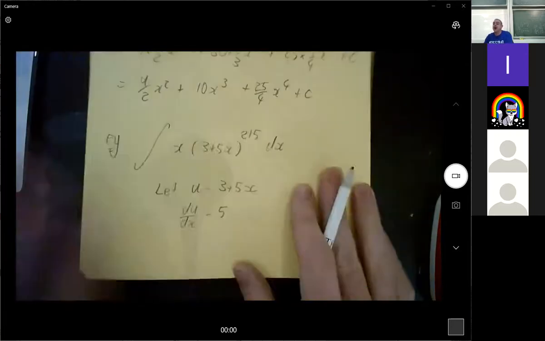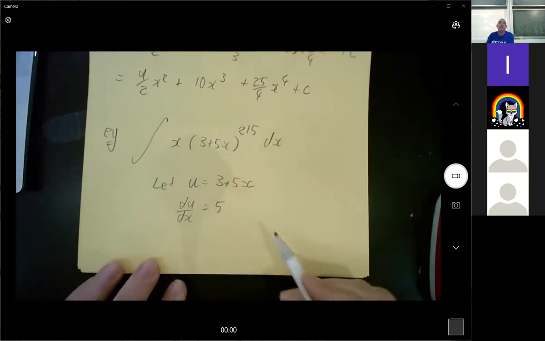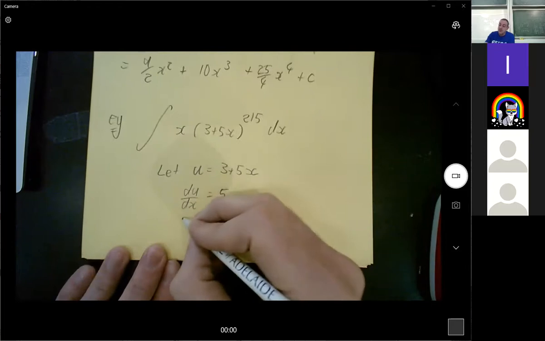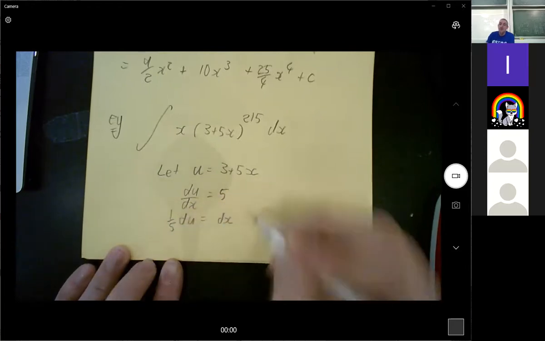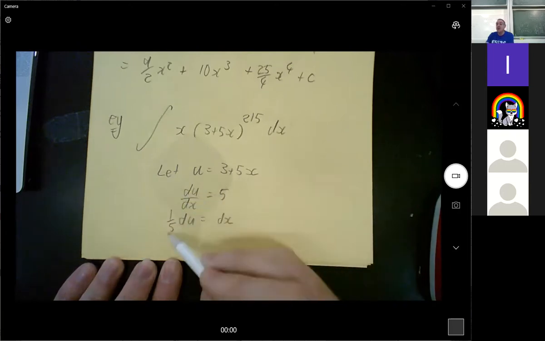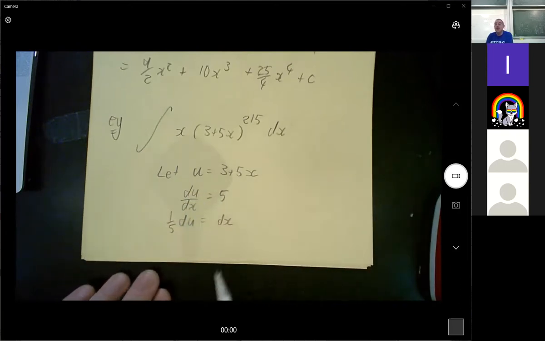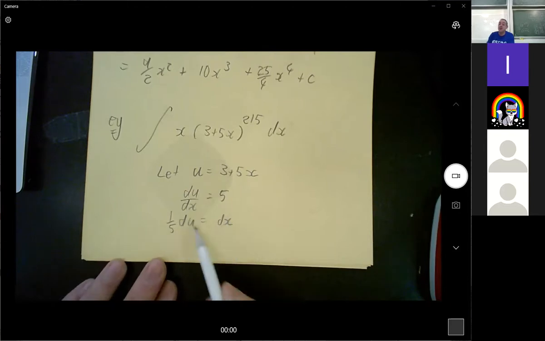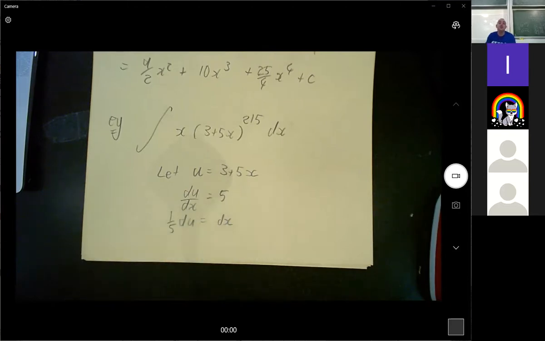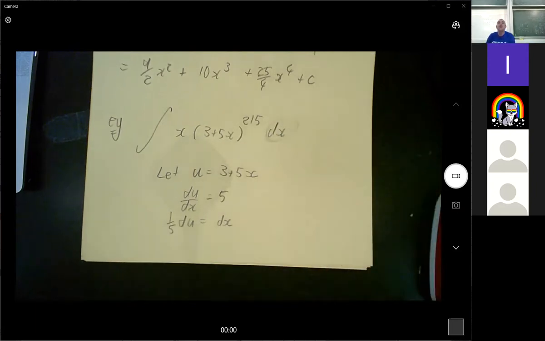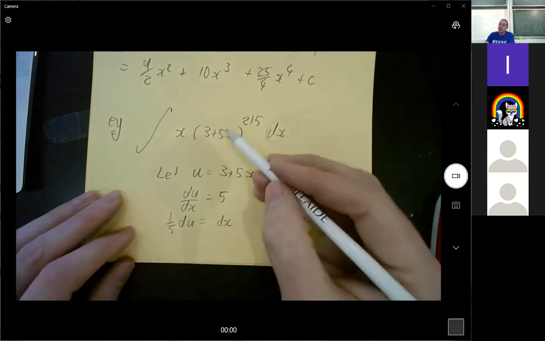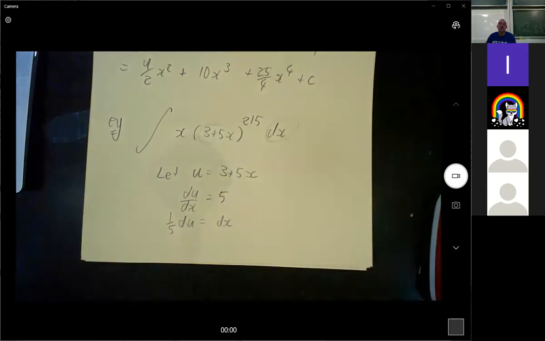And then I'll figure out how to replace the dx with something involving du. This is how I do it anyway. So I'm going to divide both sides by 5 and multiply both sides by dx. And this is saying that a tiny change in x corresponds to a fifth of a tiny change in u. And so now this dx here can be replaced with 1/5 of du. Okay. And this 3 plus 5x is going to be replaced with a u.